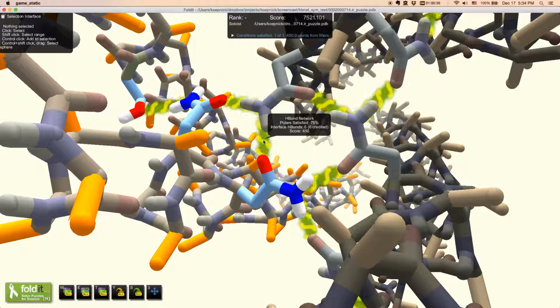The score is calculated from the number of interface hydrogen bonds times the percent satisfied, and then times some scaling factor, which I think here is 100. So what you get is 6 times 75% times 100, and you have 44 points for this hydrogen bond network. So what this means is that to get a lot of points, you want a network that is very satisfied. You want one that is 100% satisfied, and you want to have the maximum number of interface H bonds that are allowed for that puzzle.